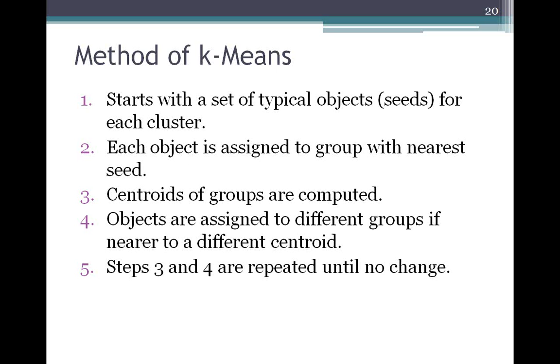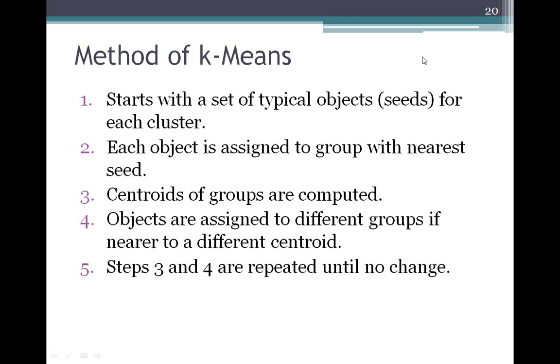You then compute the centroids of the groups. That's the location of the means on each of the 12 variables. And if any objects are closer to the centroid of a different group than they are to their own group, you move them to the other group. And actually, it's an iterative procedure. You keep going on steps 3 and 4 until there's no change.